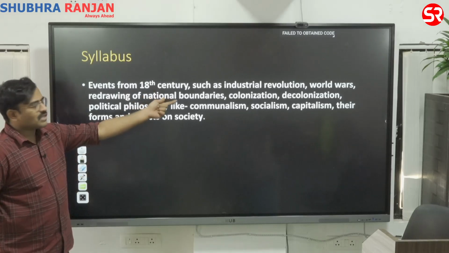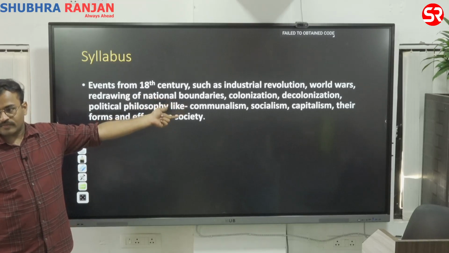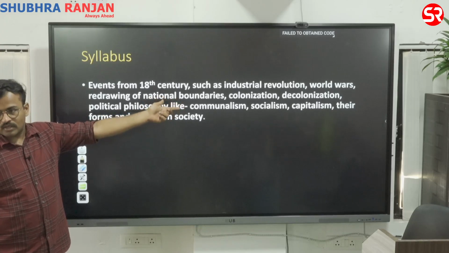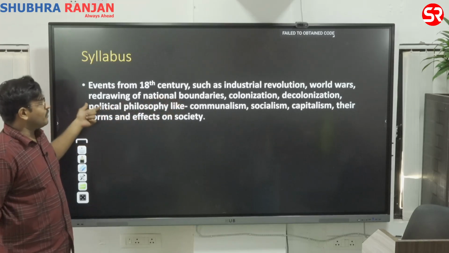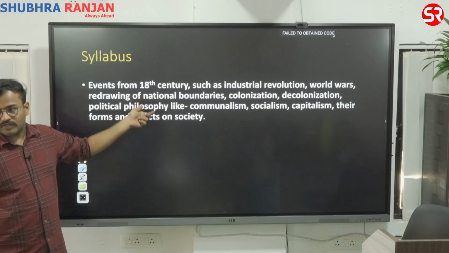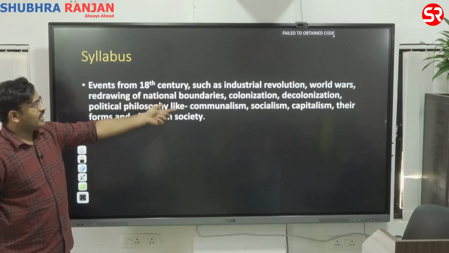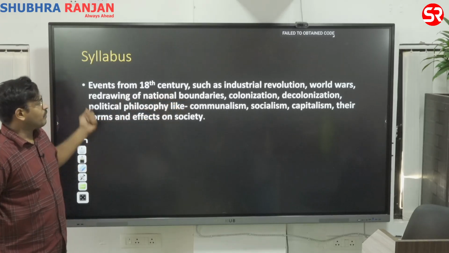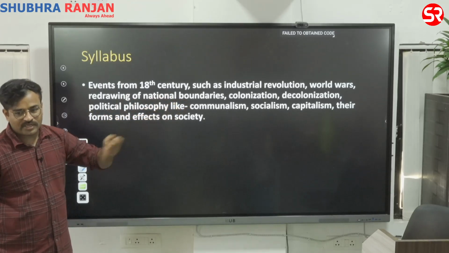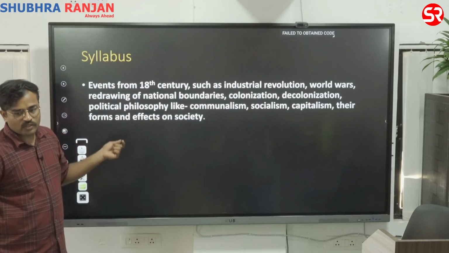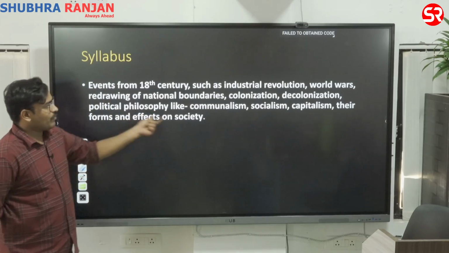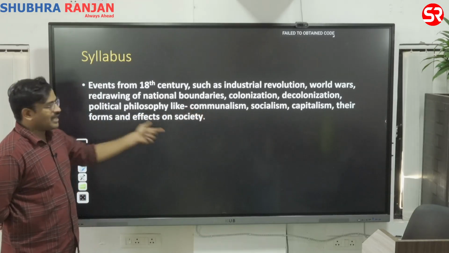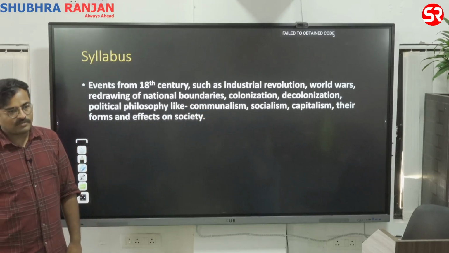See, such as industrial revolution is one word that has been mentioned. Then apart from industrial revolution, the second word that has been mentioned is world wars. Understand this. Then the third word that has been mentioned is a redrawing of national boundaries. Then fourth word that is mentioned is colonization. Fifth word that is mentioned is decolonization. Then political philosophies like communism, sir. It's not communalism. Please change it. Political philosophies like, it is wrongly printed there, communism, socialism, capitalism, and their forms and effect on society has been included as part of the syllabus, sir.